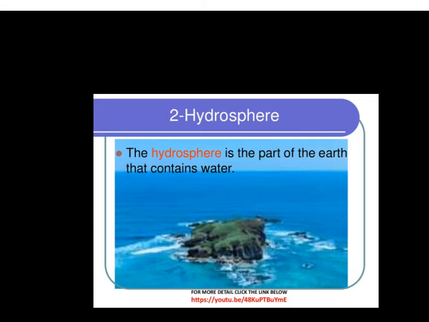The next topic we will be dealing with is the hydrosphere. We all know that the earth is called the blue planet. Why? Because more than 71% of the earth is covered with water, and 29% is land. So the hydrosphere is the part of the earth that contains water.